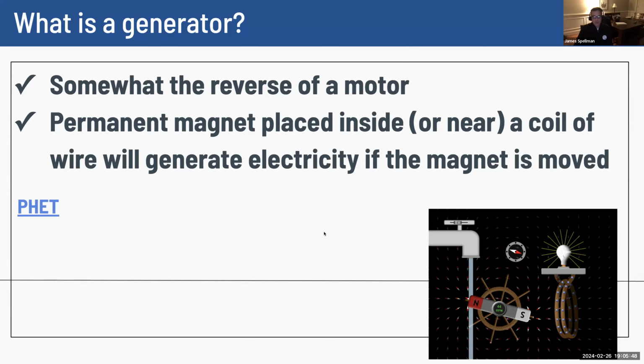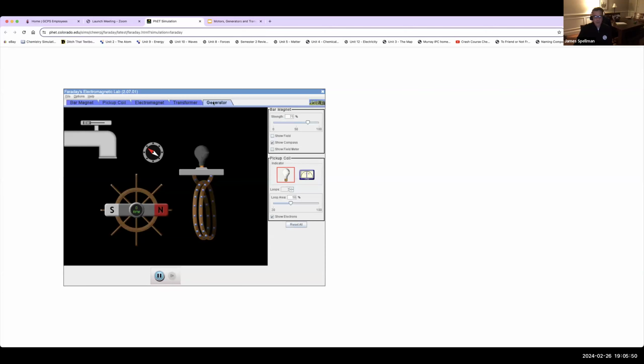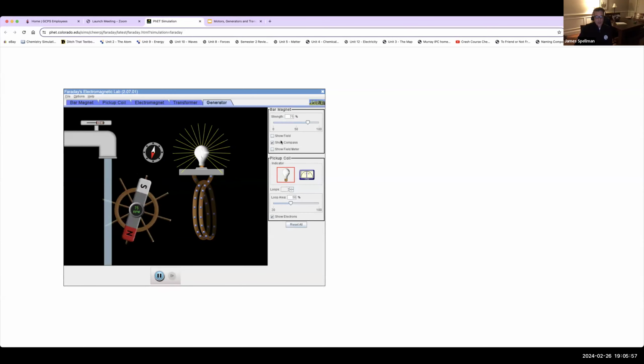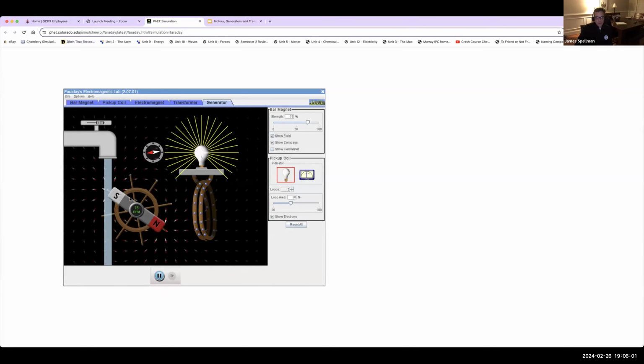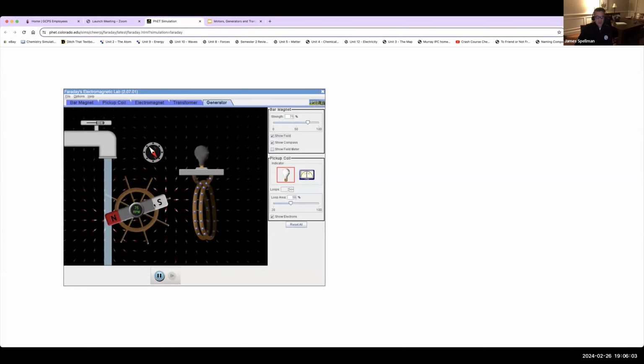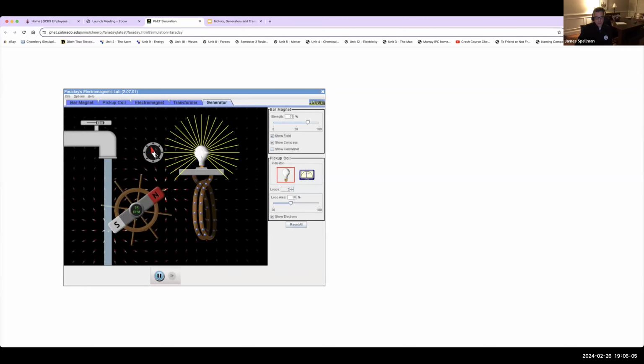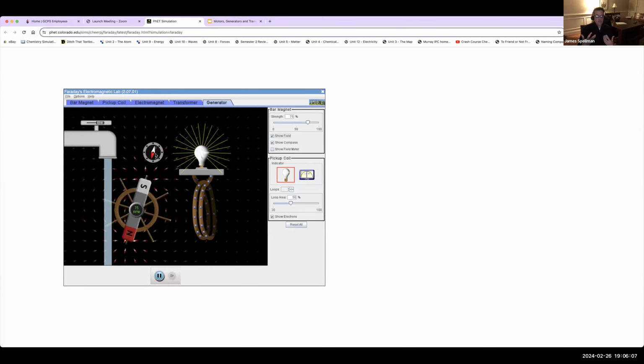I'm going to open up the PhET simulation real quick so that we can look at it, and hopefully, again, you can see this. If we turn the water on, we're going to get the magnet spinning. And then when the magnet is spinning, again, what you can see is in the background, the magnetic field that is being generated by the magnet, it starts moving.